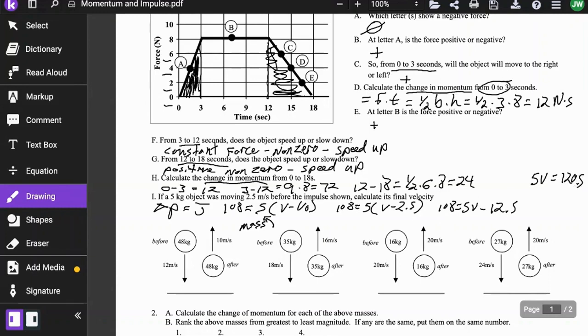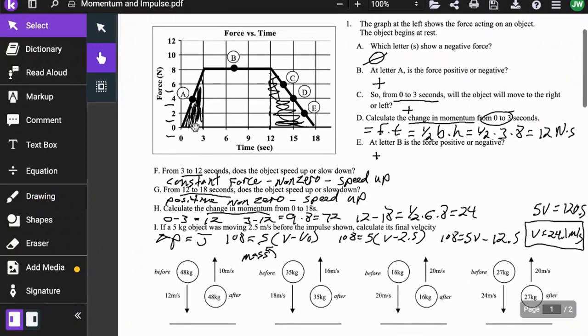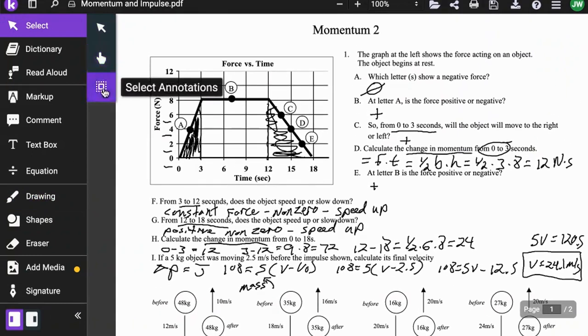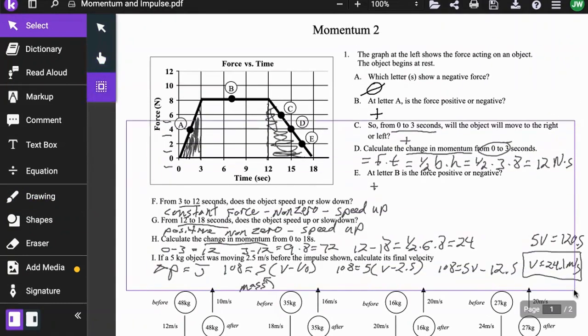Isolate v by itself. We're just going to divide both sides by 5. When we do that, v is going to be equal to 24.1 meters per second. We've got our final velocity. Now let's clear all this work out so we've got some room, less clutter.